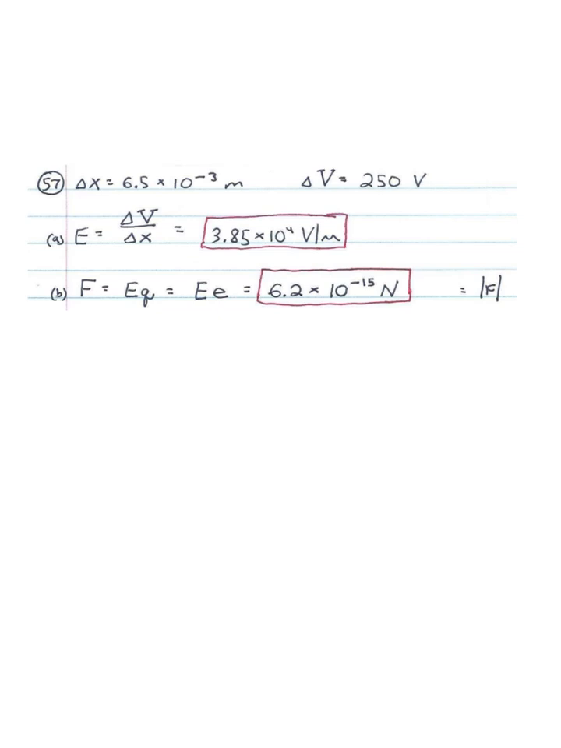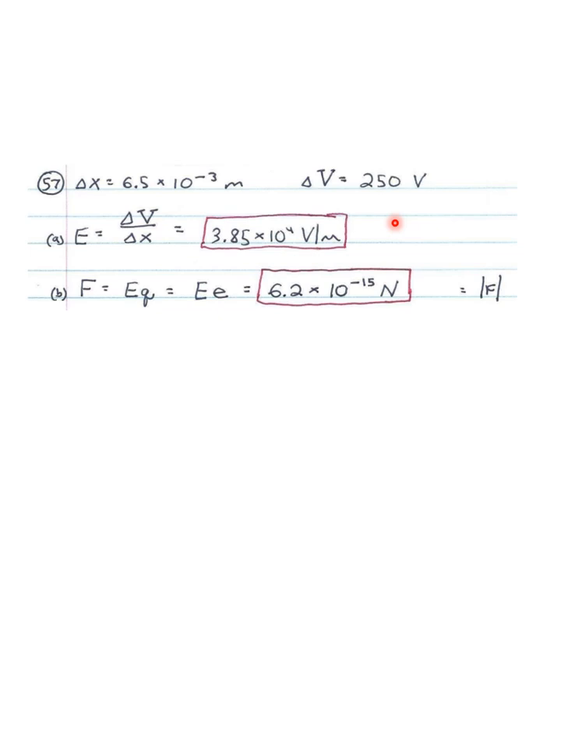Number 57. Two parallel plates separated by 6.5 millimeters have a potential difference of 250 volts between them. Find the electric field. What is the force on an electron in this field? All right, electric field is the voltage difference divided by the displacement, or the distance between the two regions. And so you plug in those values, you should get 3.85 times 10 to the 4th volts per meter. By the way, just to remind you, that could also be 3.85 times 10 to the 4th newtons per coulomb.